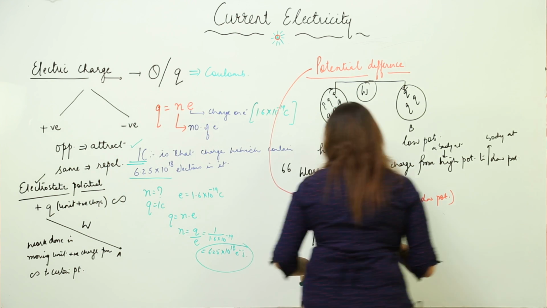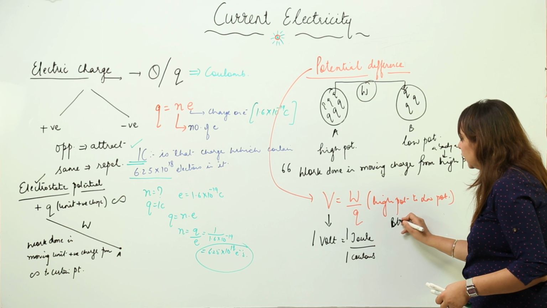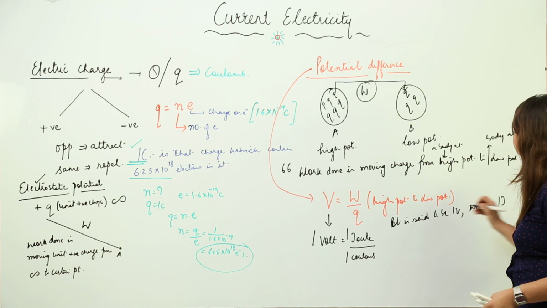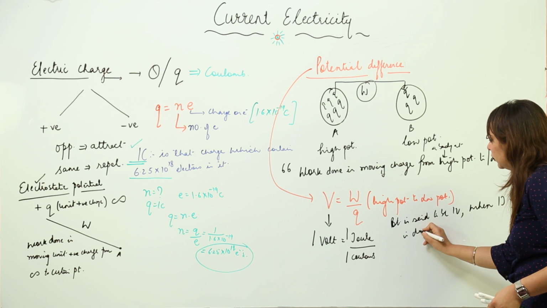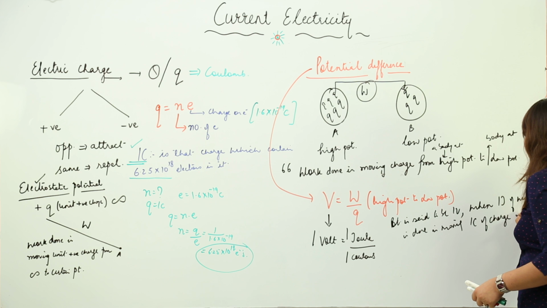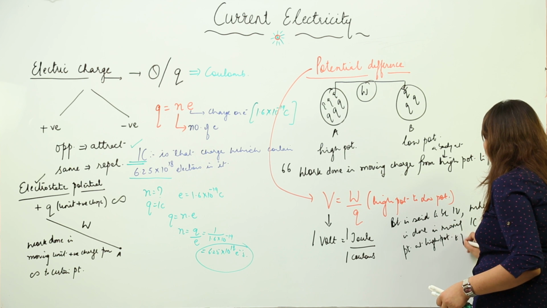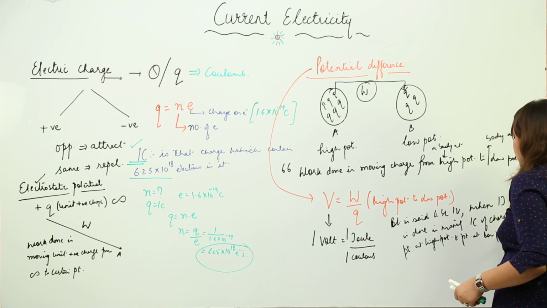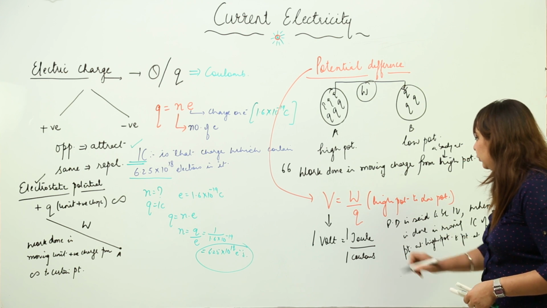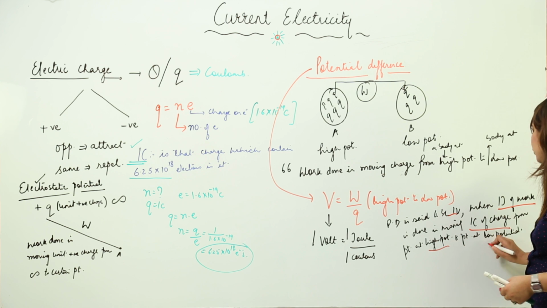If you need to define this, then don't cram the definition, you can just write: potential difference is said to be 1 volt when 1 joule of work is done in moving 1 coulomb of charge from a point at high potential to a point at low potential.